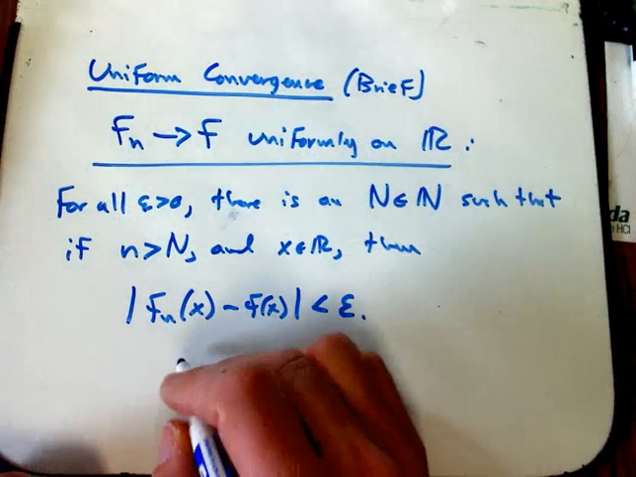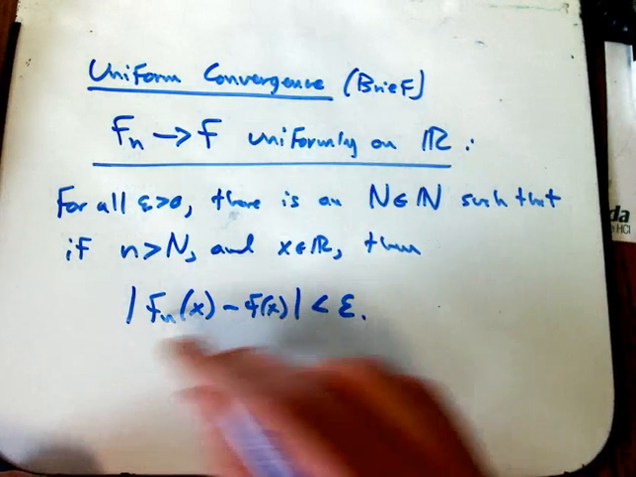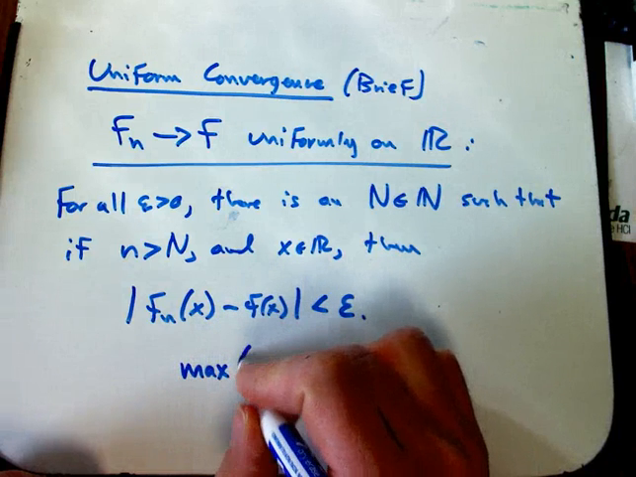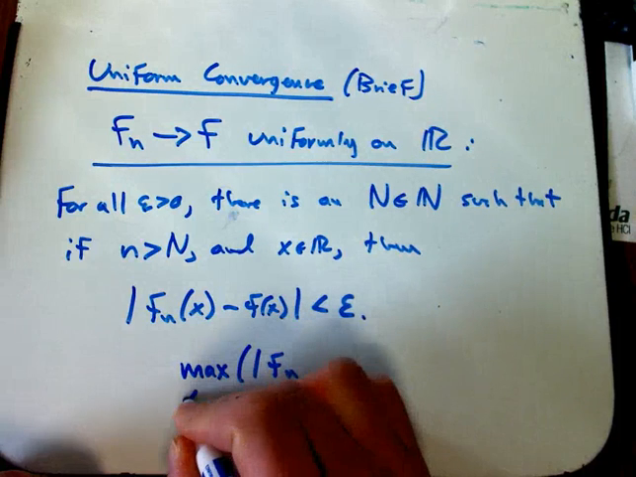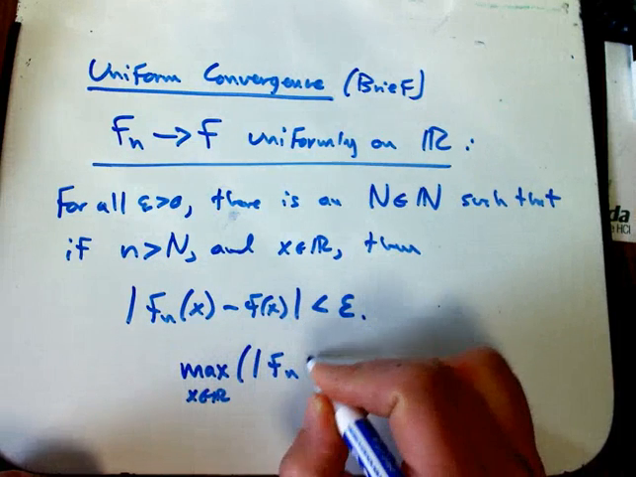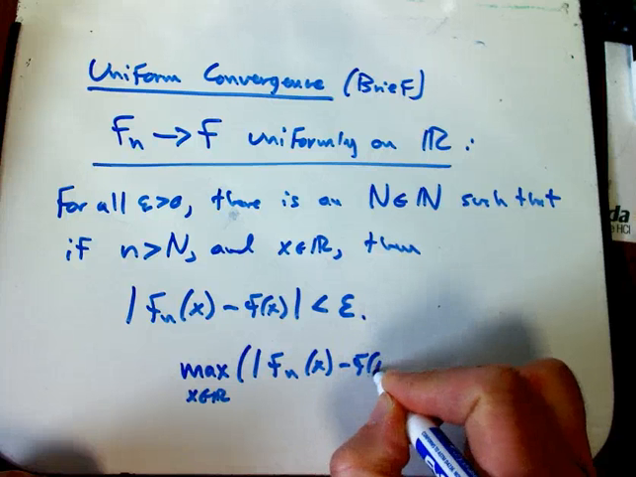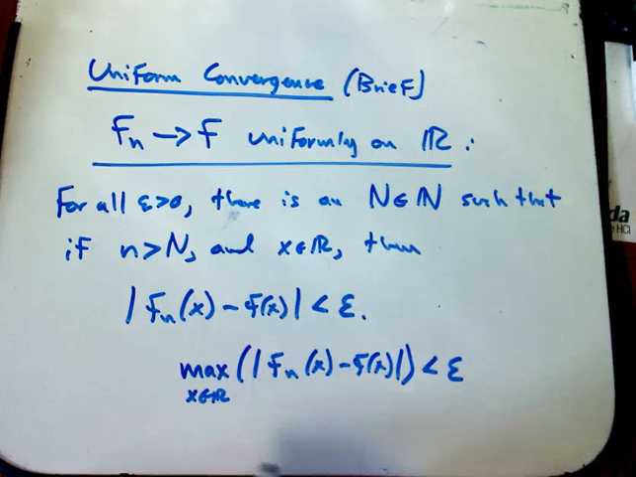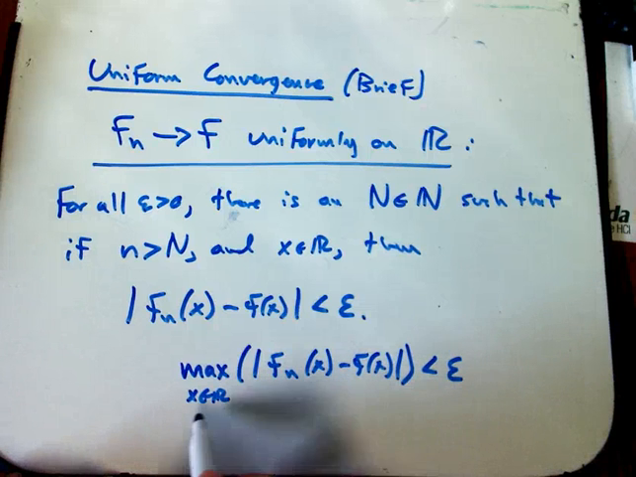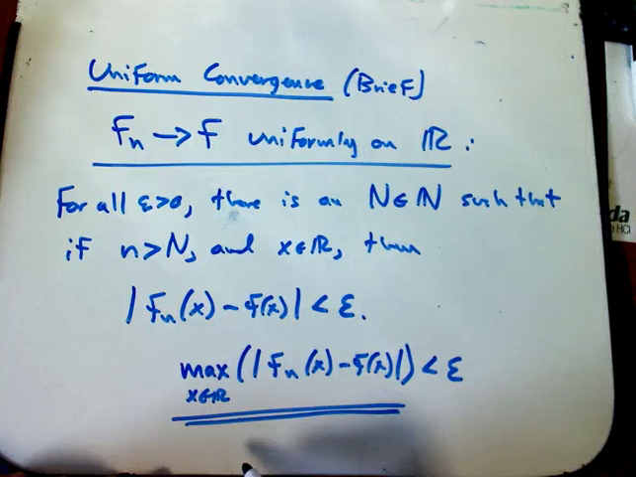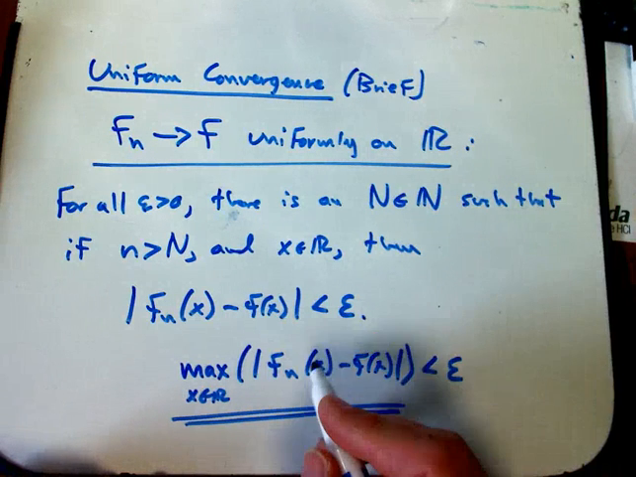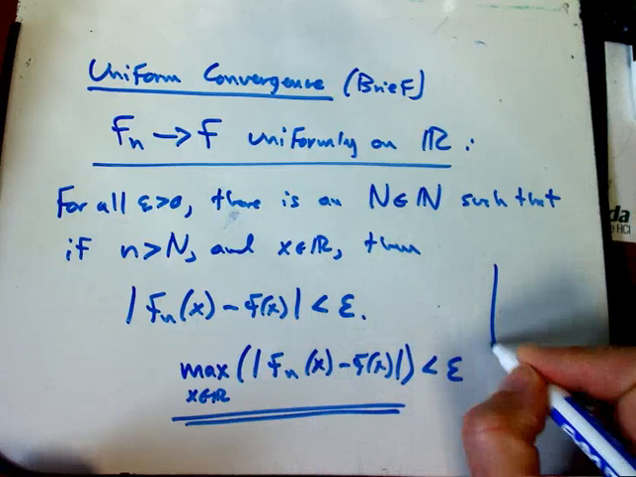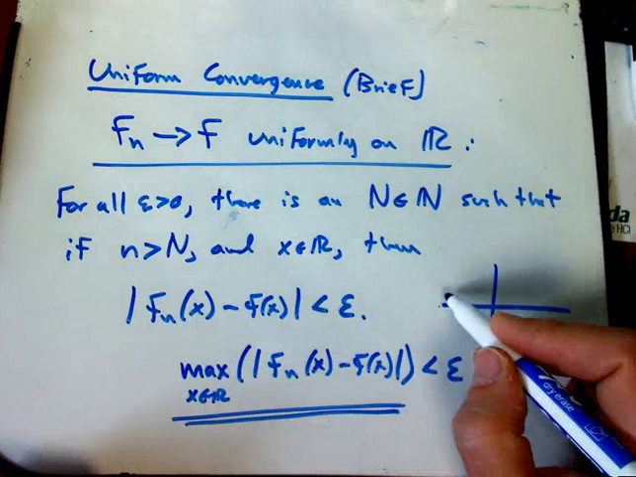Another way to say that is something like the maximum value of the absolute value over all x in R of the distance between them is less than epsilon. And this emphasizes that you look at all the x's simultaneously and you get one number, the maximum distance. So a way to measure the distance between two functions is to take the maximum of the distance from one to the other. I need to change that in a second.